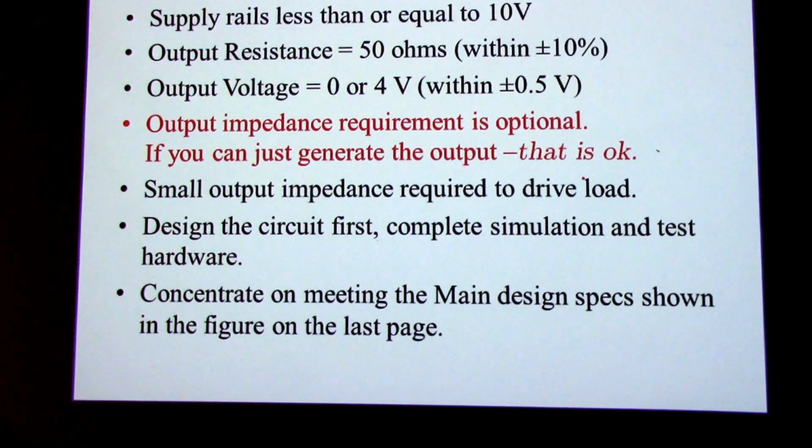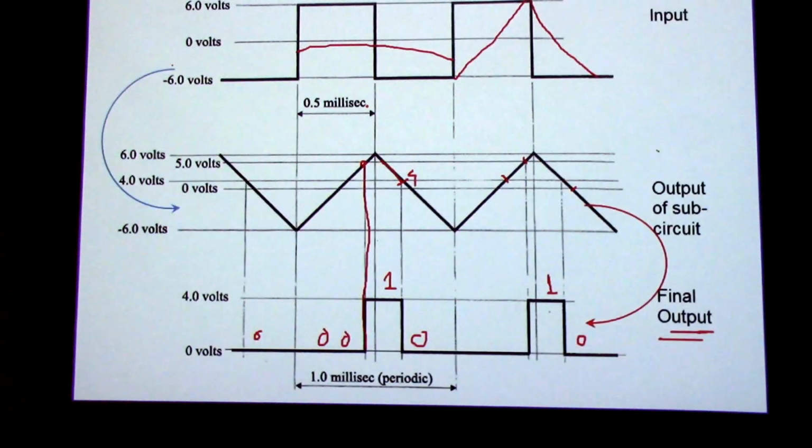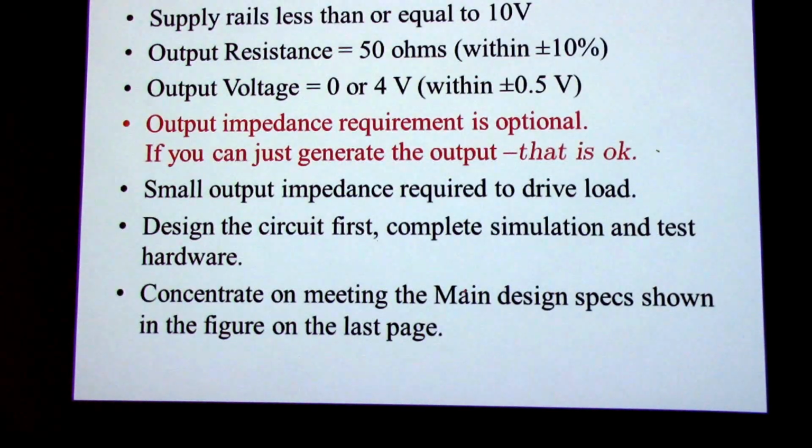So here are some additional specification. The supply rails should be equal or less than 10 volt, output resistance should be 50 ohms, output voltage should be 0 to 4 volt. That means this is 0 volt and this is 4 volt. So your amplitude should be 4. People actually don't get 4, sometimes people get pretty close to it, but that's fine. If you get close to 4, that's okay.